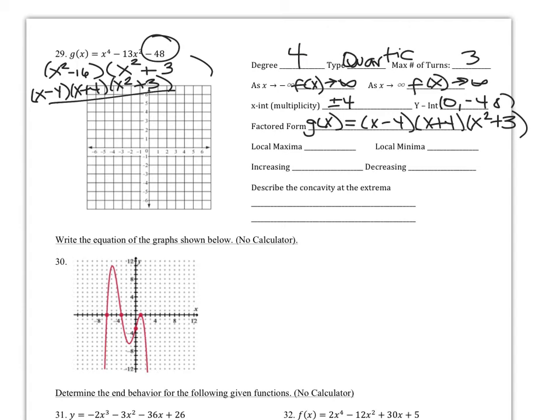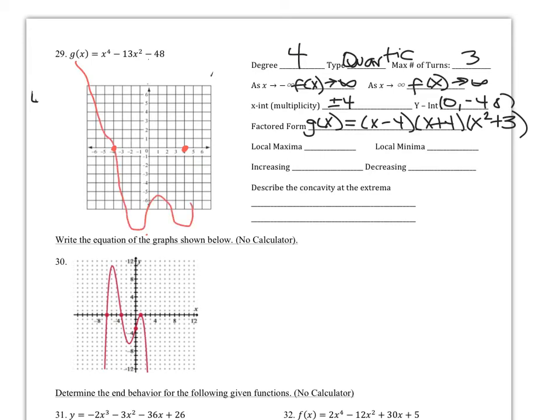So now I gotta go ahead and graph this. I'm gonna erase this so I have my room. So negative 4 and positive 4. And negative 48 is like somewhere way down there. So I'm starting at positive infinity, going down. It's going to have a max number of 3 turns, so you can kind of graph it and go 3 turns, and then it goes back up to here.